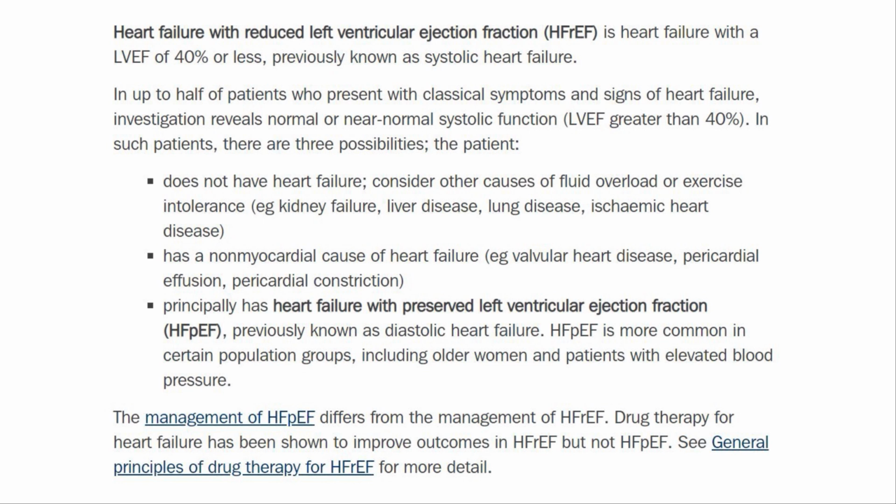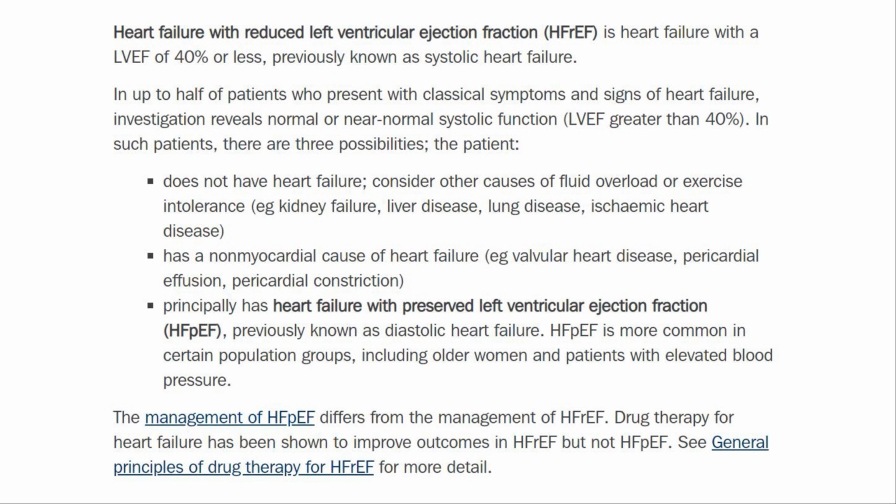HFpEF is a different condition that can happen when the heart becomes fibrosed and constricted, like in diabetic cardiomyopathy, where the actual ventricle doesn't fill very well. So even though the heart's not working that well, the ejection fraction looks normal because the ejection fraction is the stroke volume divided by the end diastolic volume. If the end diastolic volume goes down because the heart's stiff and it can't actually fill, then even if the stroke volume goes down, the ratio of the two will look normal.